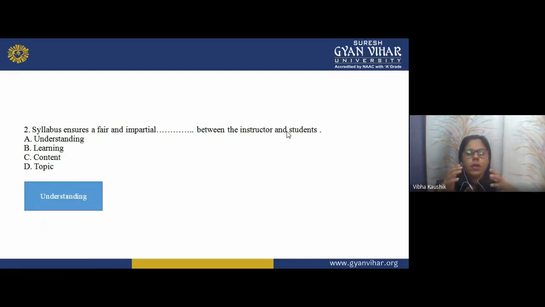Now a syllabus should be such that it should ensure a fair and impartial understanding between the instructor, the teacher who is imparting that knowledge, and the students who are getting that knowledge.